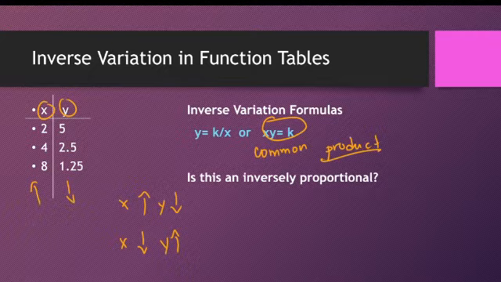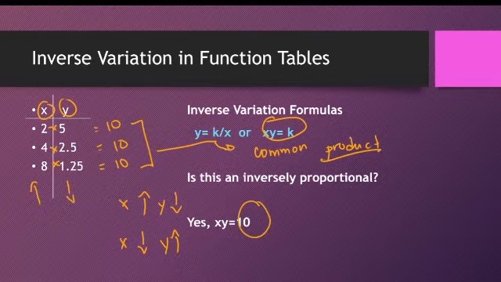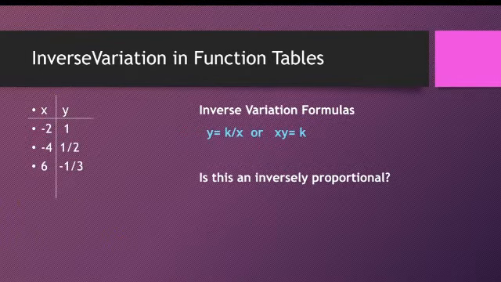So, kanina common ratio for the direct. So, for inverse naman, we have the common product. So, all we have to do is to multiply all values of x and y. So, 2 times 5 is 10. 4 times 2.5 is 10. And then 8 times 1.25 is 10. So they are all common. So these are the common products. So we can say now that this function table is an inverse variation with the constant 10. Okay? So let us have the next one.